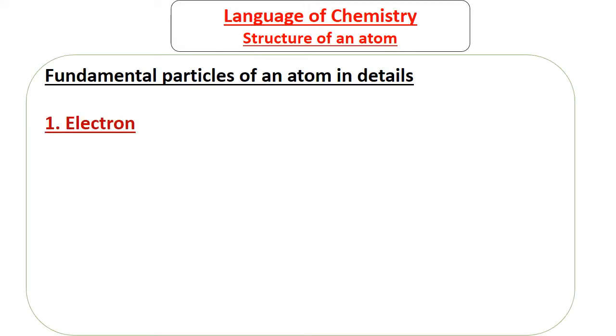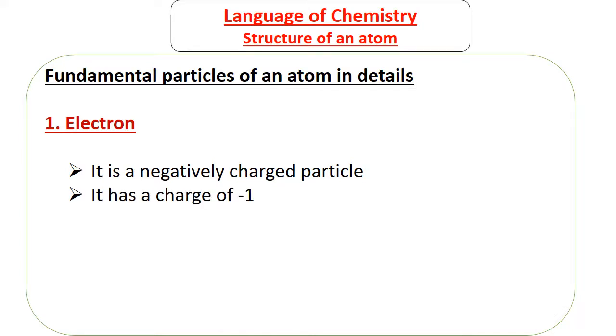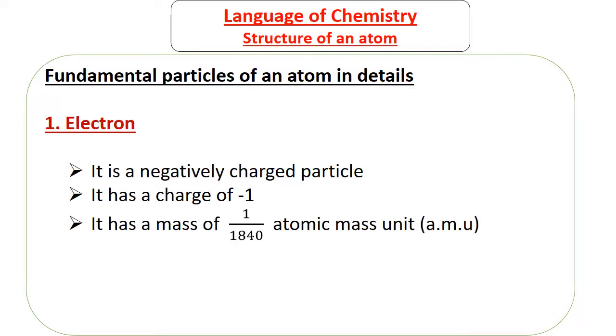Fundamental particles of an atom in detail. So we'll start with the electron. An electron is a negatively charged particle. It has a charge of -1, and it has a mass of 1/1840 atomic mass unit.